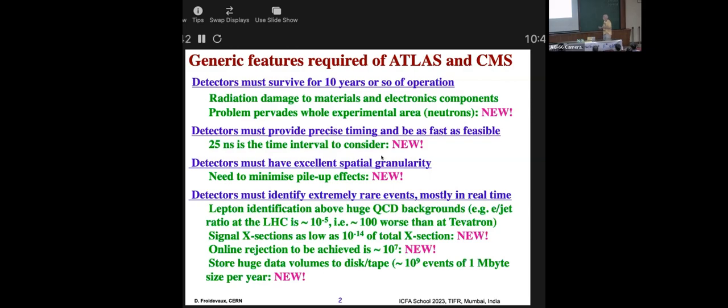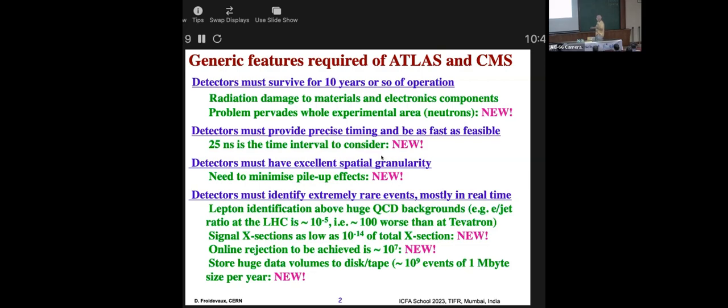And finally, we had to identify, and this is what always happens with higher and higher energy machines, the cross-section naturally falls with the energy in the center of mass. So the processes become more and more rare. And in real time, as I told you, we have to identify the events of interest. We have basically to throw away almost every event before we can even analyze them in our software, in our offline computing systems. So this is the challenge to our trigger and data acquisition system.